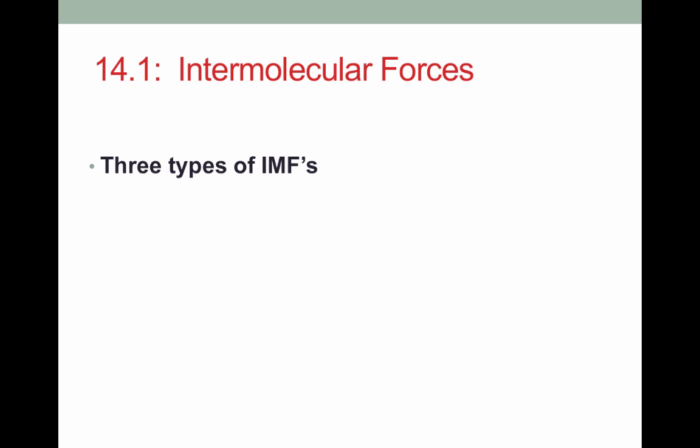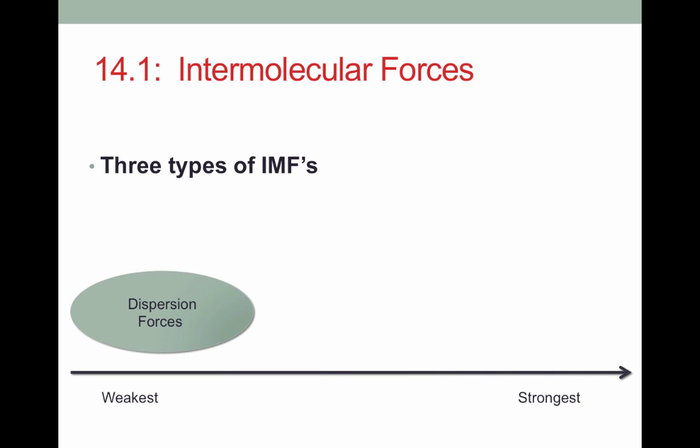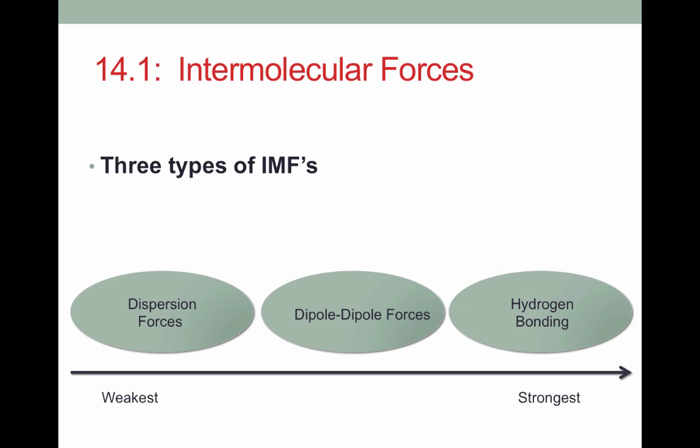Scientists classify intermolecular forces into 3 types. From weakest to strongest, these types are dispersion forces, the weakest, dipole-dipole forces, which are in the middle, and hydrogen bonds, which are the strongest. Notice, despite the fact that it's called a hydrogen bond, these are different than the bonds within a molecule. Again, these are forces between molecules.